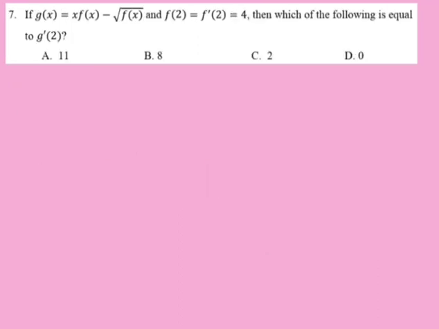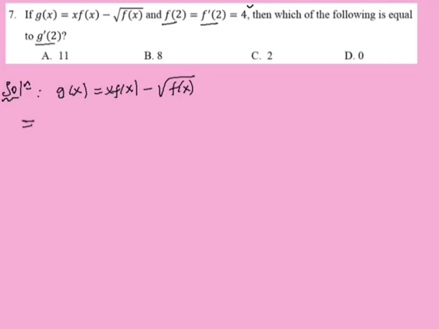D. Now, g of x is given in terms of f and something else. Look, the function g is a combination of f and something. G of x is equal to x times f of x, minus the radical of f of x. Then f at 2 is given, and f derivative at 2 is given, both of them are 4. So what will be g derivative at 2?